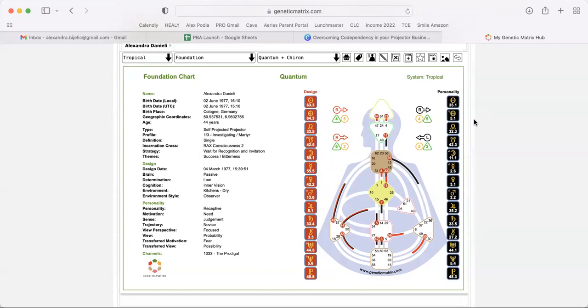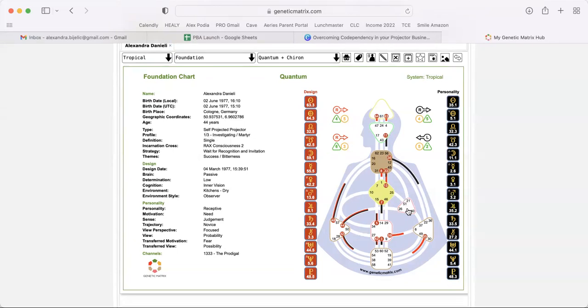So you can pause this at any time, of course, if this is fast and you have notes to take. So the next thing, but you already know this, for example, most likely is: what authority do you have? I'm a self-projected projector, and this is because I have the G and the throat defined and none of these others. If I had any of these two defined, I could also still be a self-projected projector.